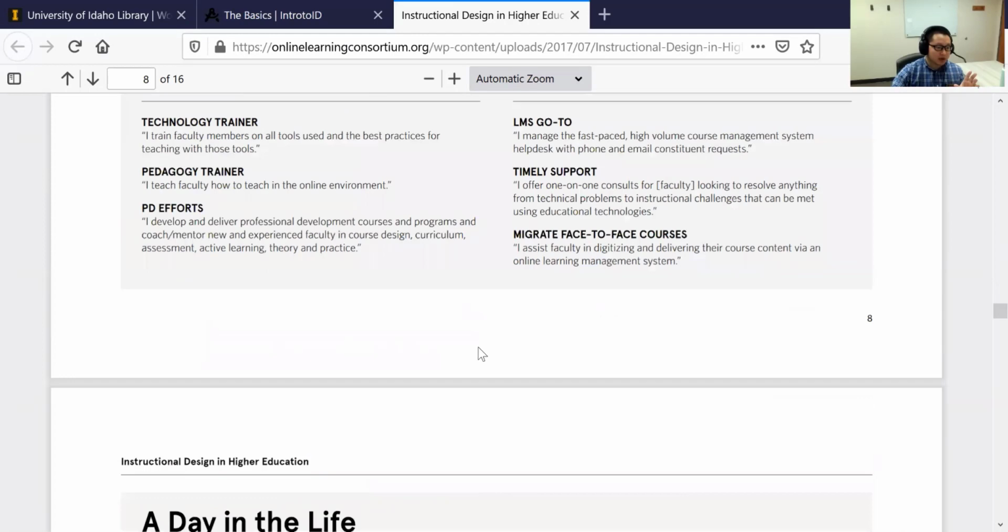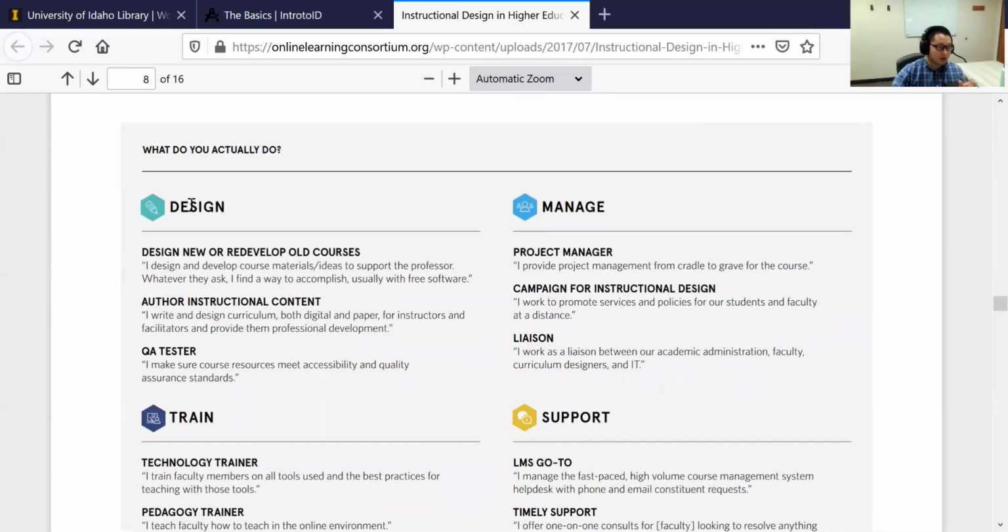I'm going to skip ahead a little bit. So first, they design. Sometimes they design new content or redevelop old courses, especially if the old courses are face-to-face instruction and now they need to repurpose them into an online learning course. Sometimes they author new content, and they also act as the QA tester to make sure that the course meets the accessibility and quality assurance standards. There are many different standards that instructional designers use.